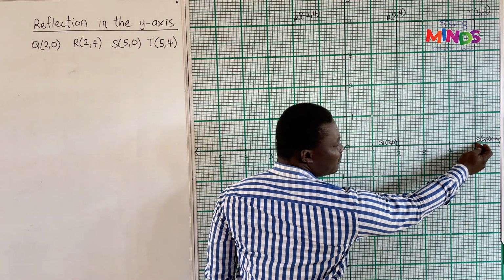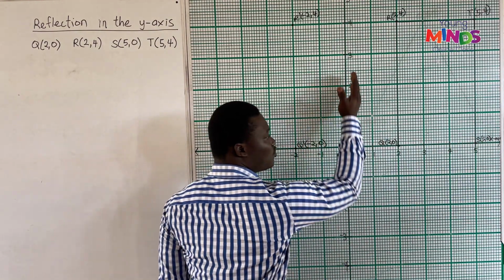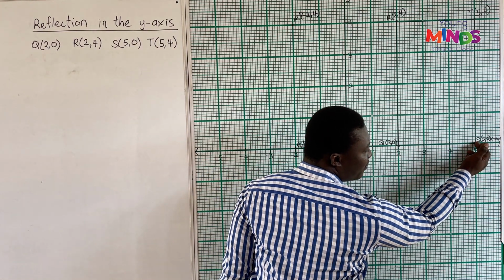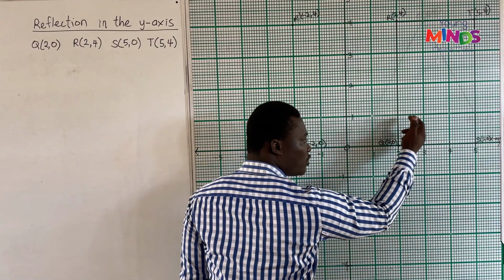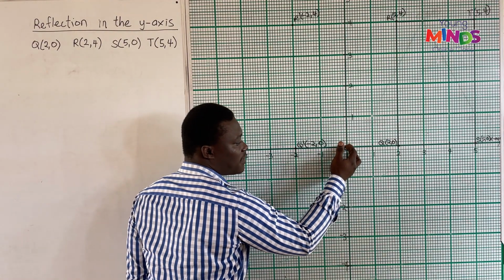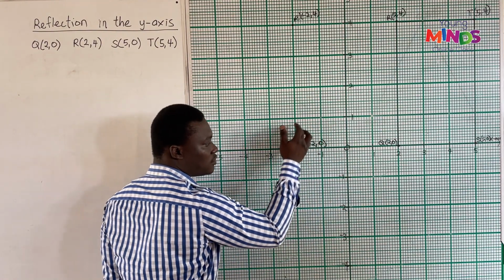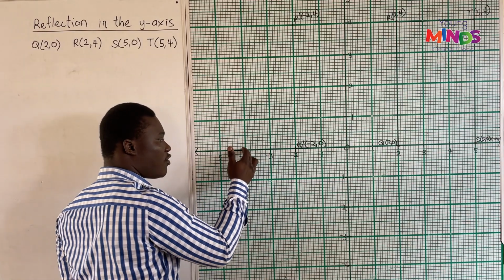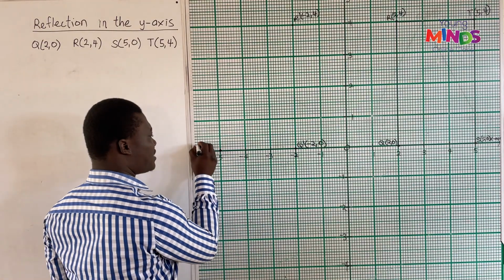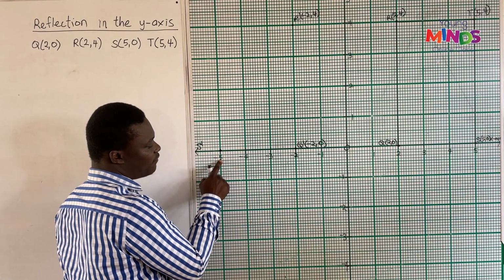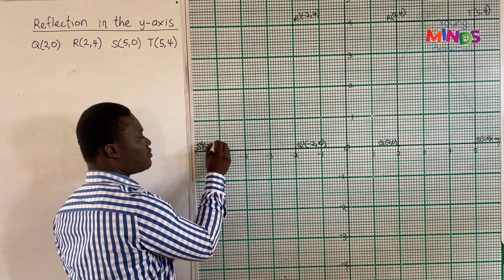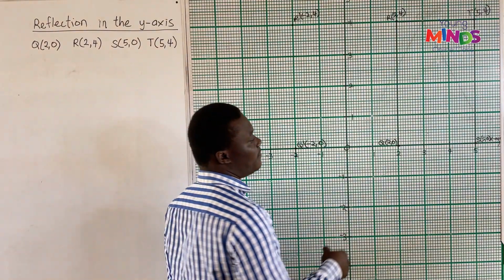Now let's go to point S. Point S is here, (5, 0). We are going to move till we get to the mirror line, then move the same steps to get its corresponding image. So moving from S, 1, 2, 3, 4, 5 to the mirror line, we move 5 steps to get its image. 1, 2, 3, 4, 5. So the point will be here, and that point will be named S1. -5 on the x-axis, 0 on the y-axis. So S1(-5, 0).